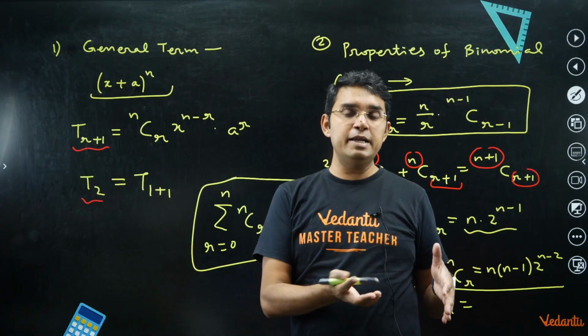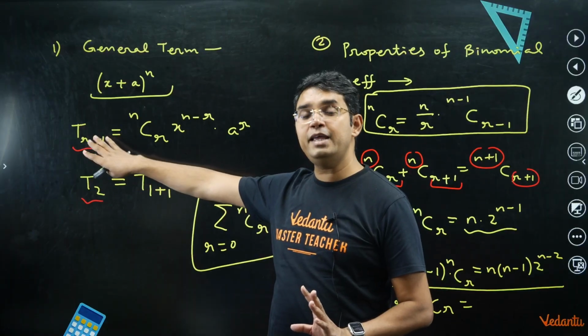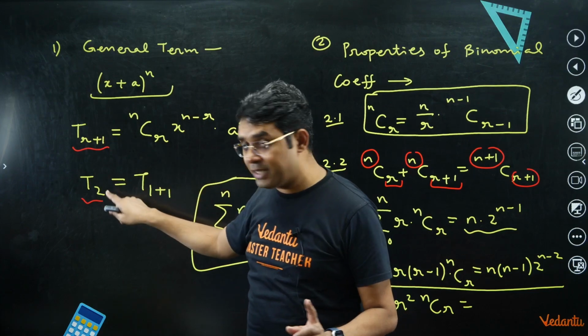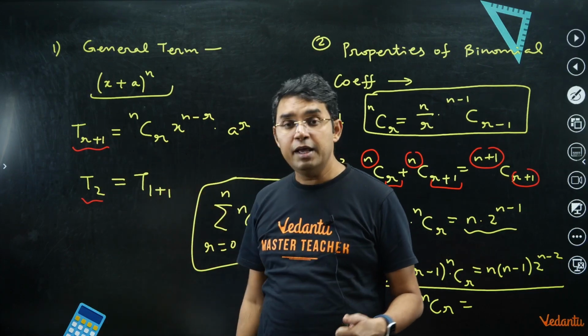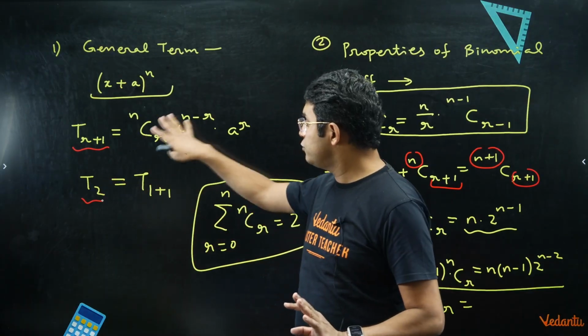If you try to write in terms of rth, there can be some confusion. That's why we have opted for T(r+1) instead of T(r). So please understand, whenever you are looking for second term, then r will be 1. If you are looking for fifth term, then r will be 4. So this is how this formula works.